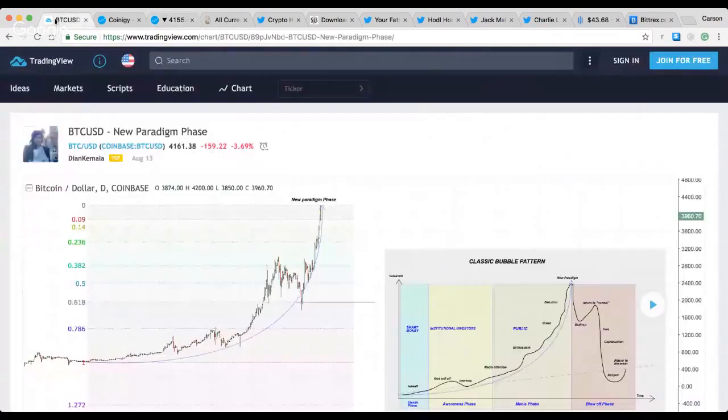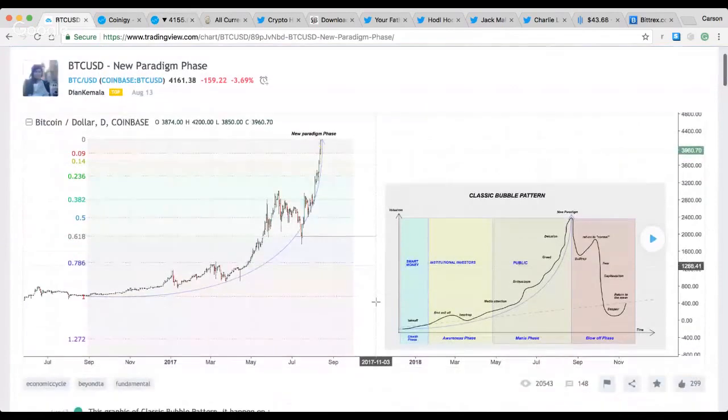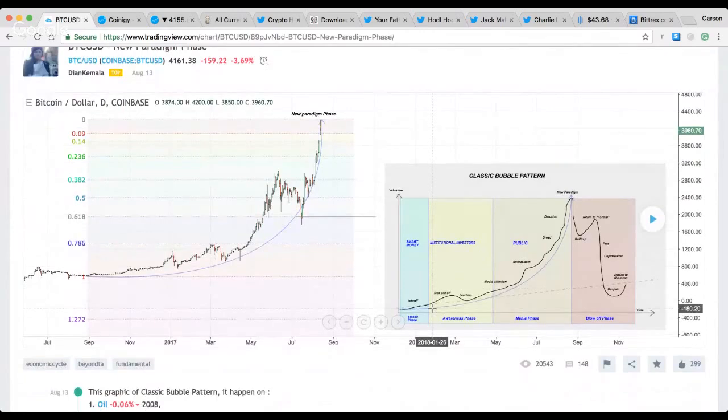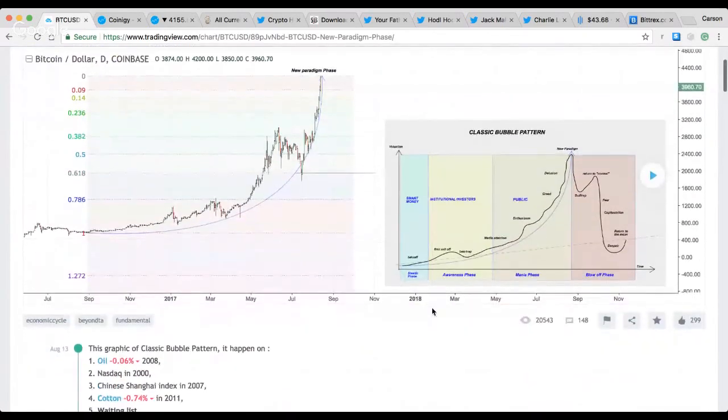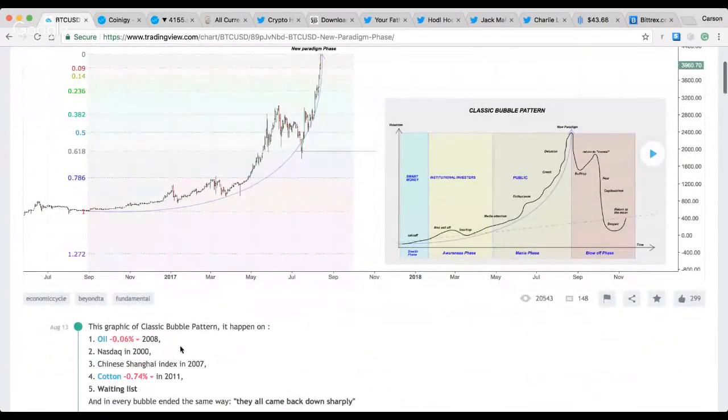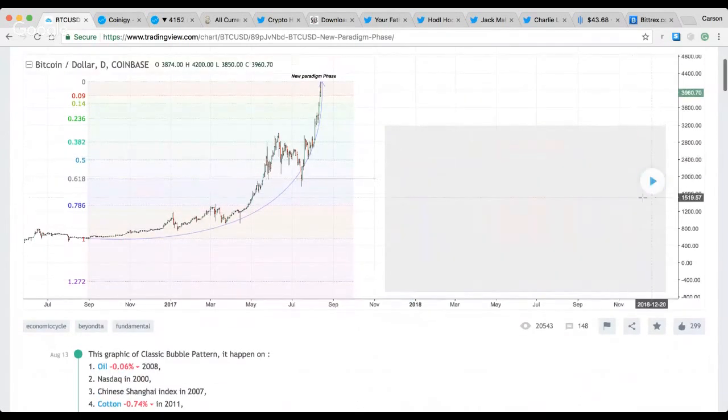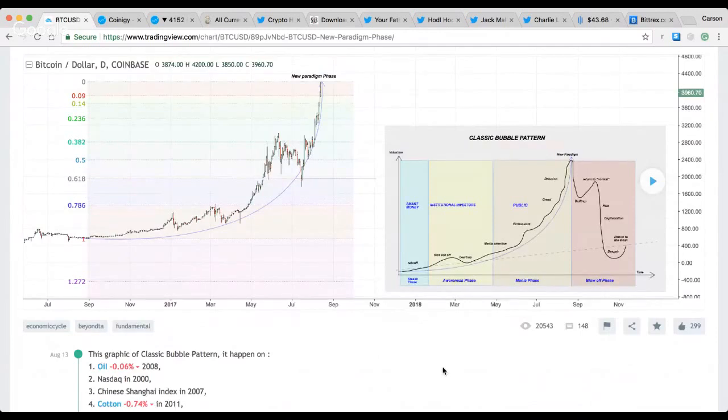Now we're going to go over to her analysis, which, I mean, the puzzle pieces align perfectly. The dominoes align perfectly. Now she thinks that we're in a bubble, and she goes back all the way to the oil crash, the stock market crash, the Chinese Shanghai index correction, and cotton, and she makes valid points. Now this is the classic bubble pattern. It's been continuous, and everyone knows what the classic bubble pattern is.